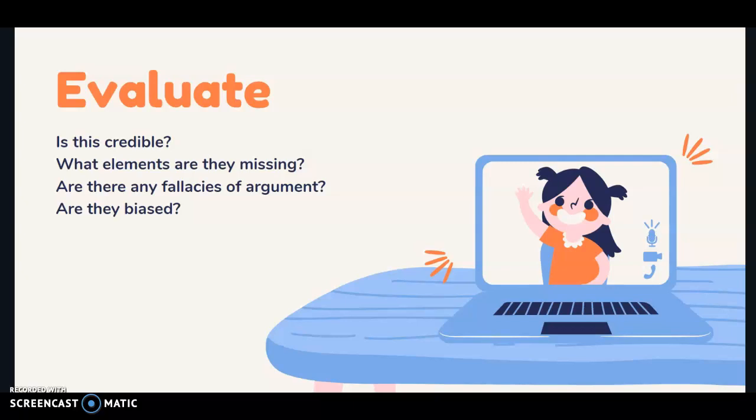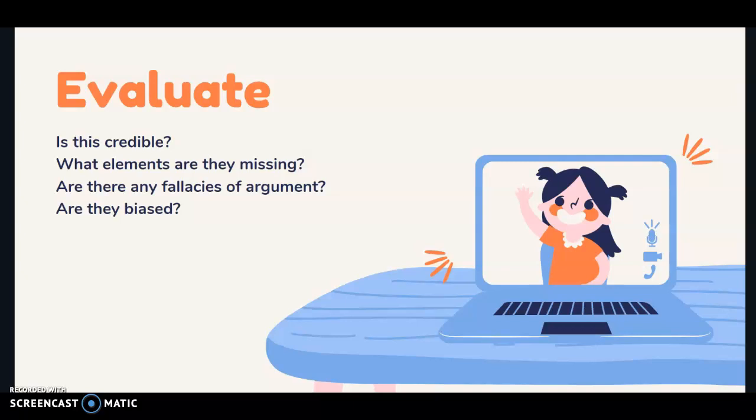So what elements are missing from this argument? Is there focus on one area at the exclusion of another? We're learning this week about fallacies of argument, so some kind of rhetorical flaws that can happen. And so, are there any fallacies of argument in this piece? And if so, what's the effect of it? Just because there's a fallacy of argument doesn't mean we have to throw it out entirely. We just have to acknowledge that it's there.